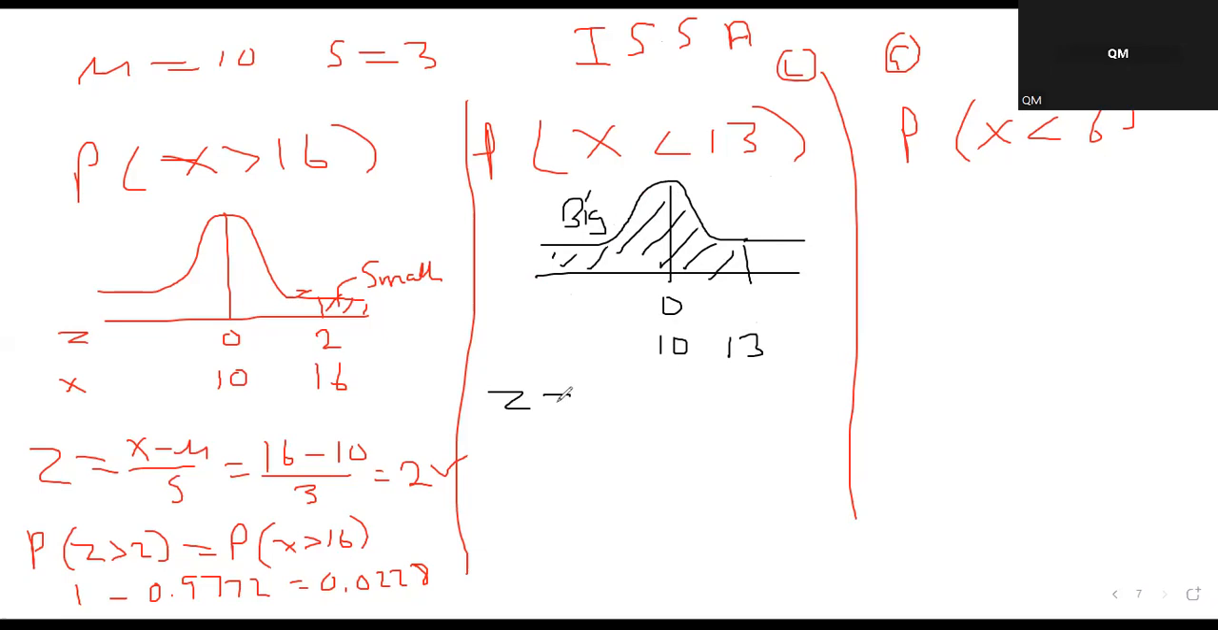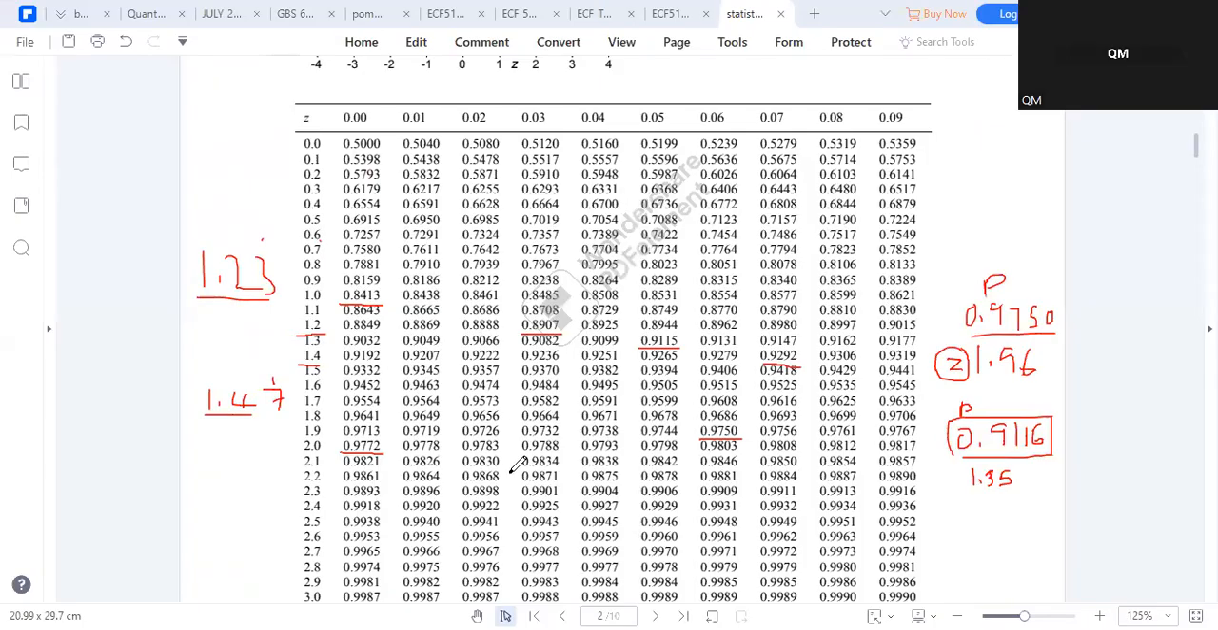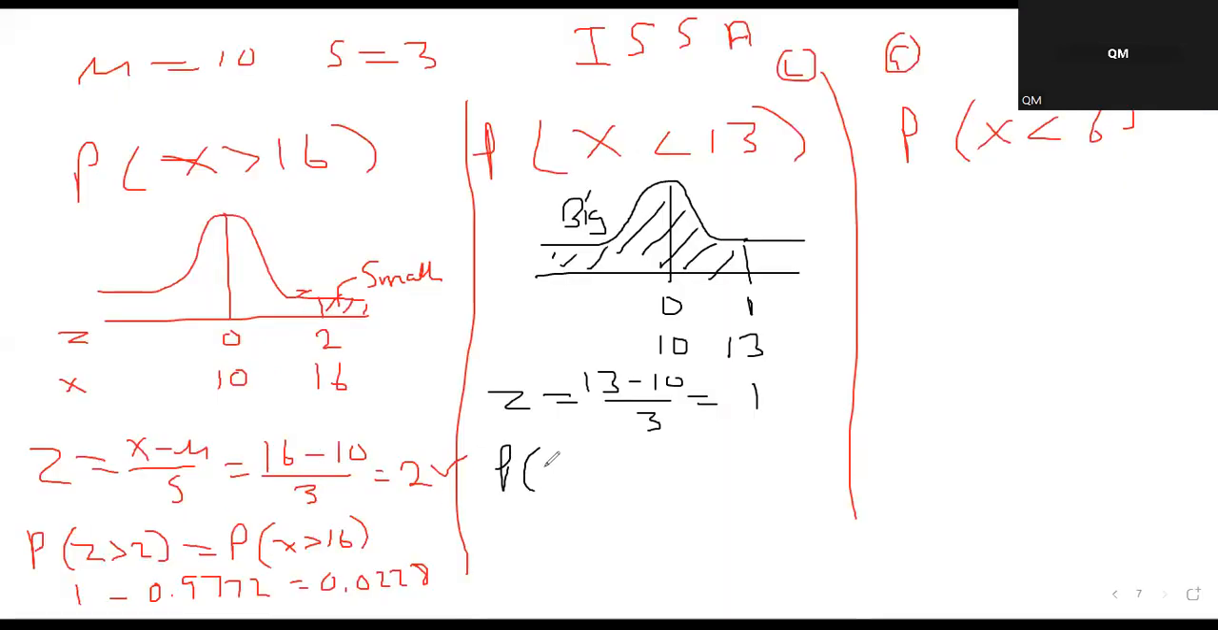Then standardizing, X minus mu, so 13 minus 10 over standard deviation, which is 3. So 13 minus 10 is 3. 3 over 3 is 1, negative. It's positive, in fact, so positive 1. Then we go to check for the 1 from the table. So 1.0 is 0.8413. So the probability of X less than 13, are we subtracting from 1? No. We read direct 0.8413. So it ends there because this is a big shading.